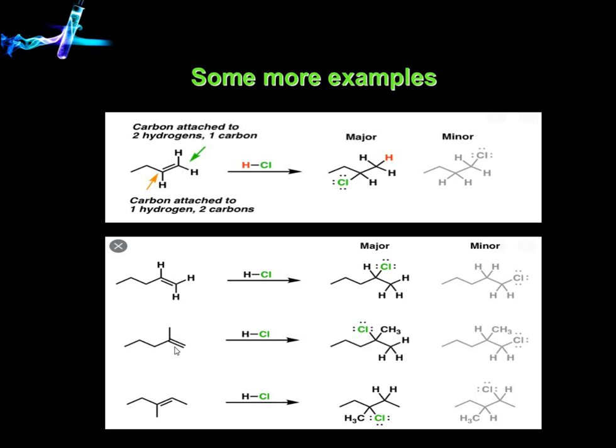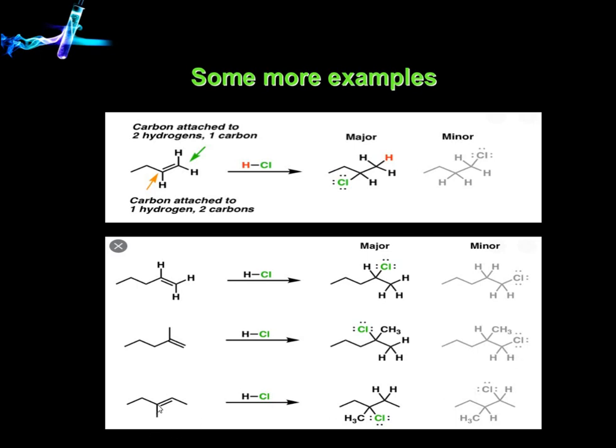Another example is shown where there is a methyl attachment along with the double bond. In this case, this carbon has 2 hydrogens, but this carbon has no hydrogen at all. It has only a methyl group attached. So chlorine will be attached here to this carbon atom which has fewer hydrogens or no hydrogen, and hydrogen will be attached to the carbon already having more hydrogens. The other possibility is the minor product produced.